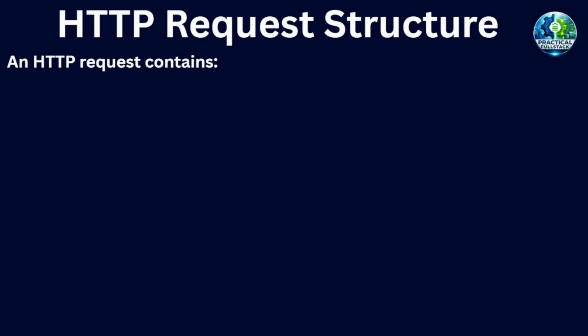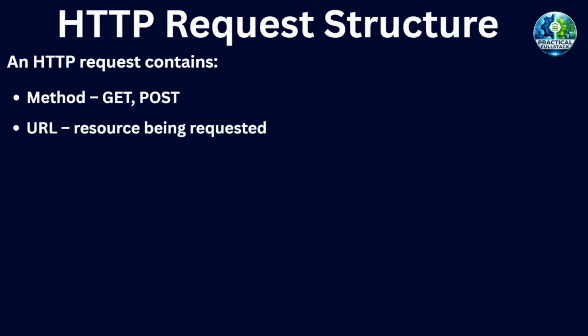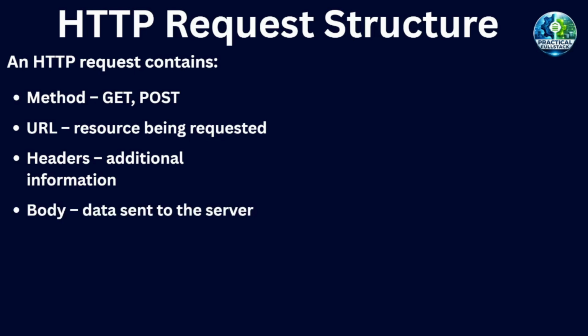An HTTP request contains several important parts. First is the method, which tells the server what action the browser wants to perform. For example, GET to retrieve data or POST to send data. Next is a URL, which specifies the resource the browser is requesting. Then we have headers, which include additional information about the request, such as the browser type or the data format. And sometimes a request also includes a body, which contains data being sent to the server. For example, when submitting a form.